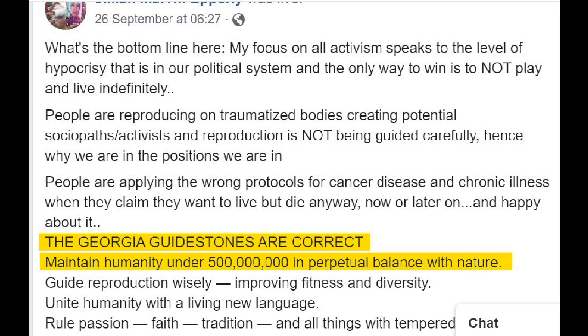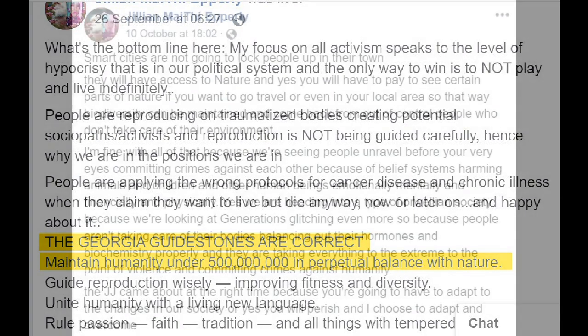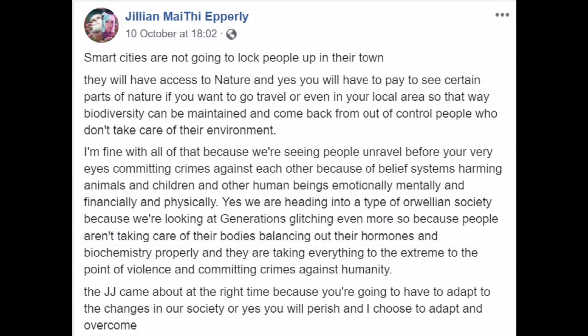Granted, one could consider a coma to be an in between state, but I think that's pushing it a bit. As far as the population as a whole, I believe Jillian is once again alluding to her belief in the Georgia Guidestones, as well as her rhetoric surrounding smart cities and the so-called depopulation agenda hidden within Agenda 21.